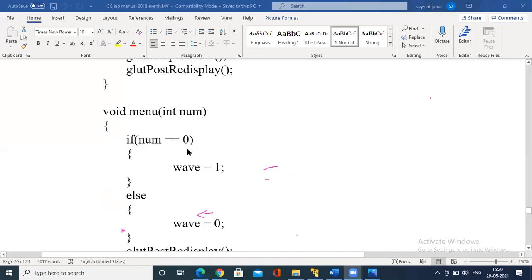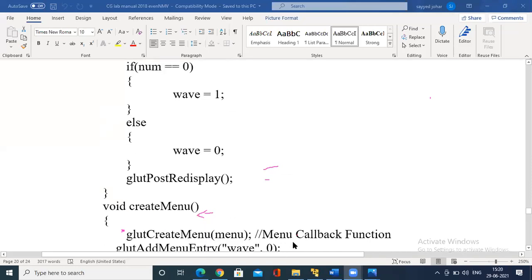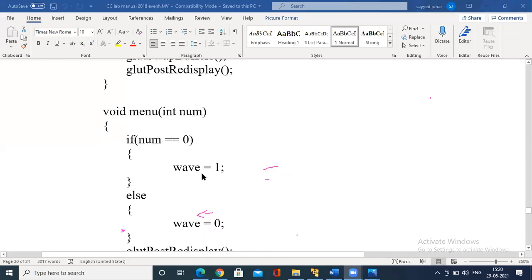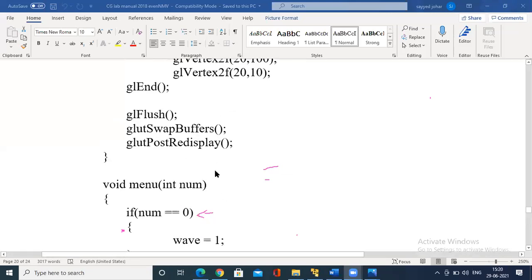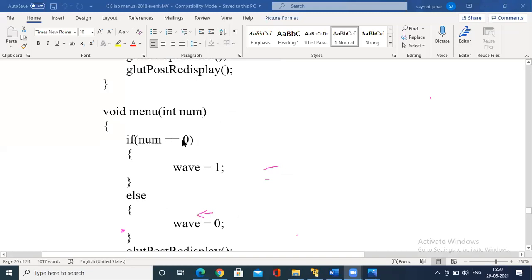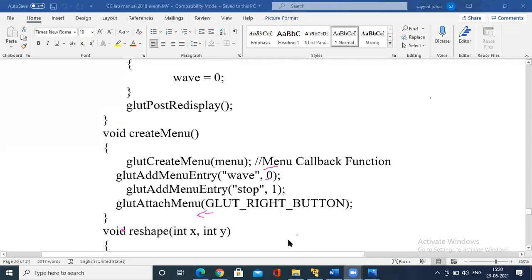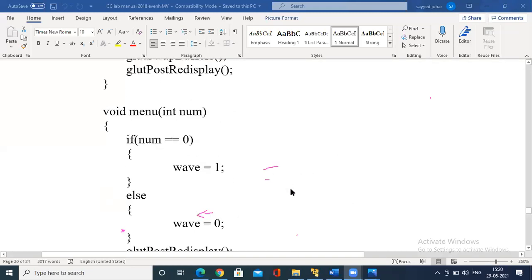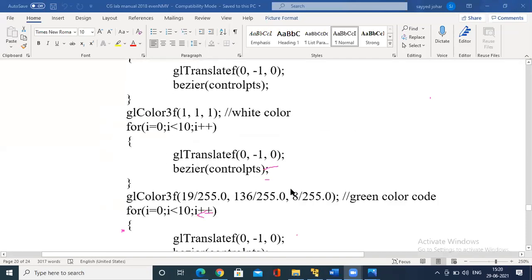This is how we set this number as a flag variable: num equal to 0 sets wave equals to 1. You could either reverse it, however, it doesn't matter. We have set number 0 means wave, and 1 means stop. So wave 0 means you flutter. Next, coming to the display function.